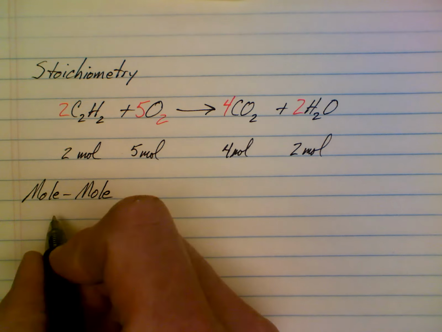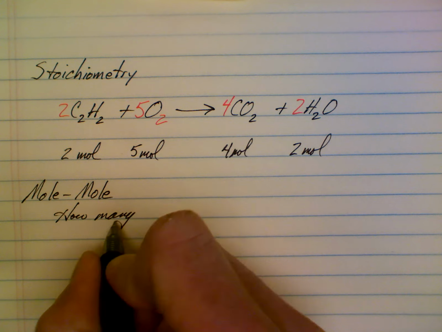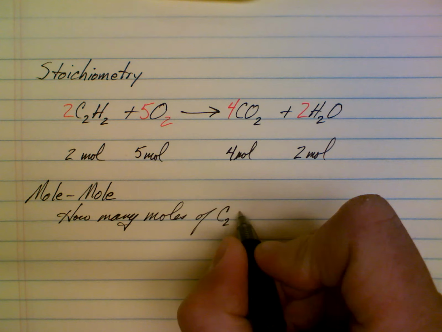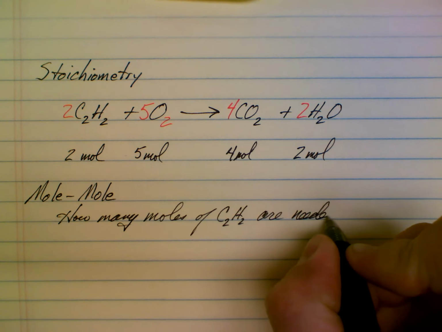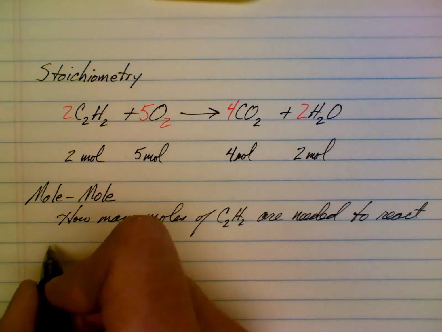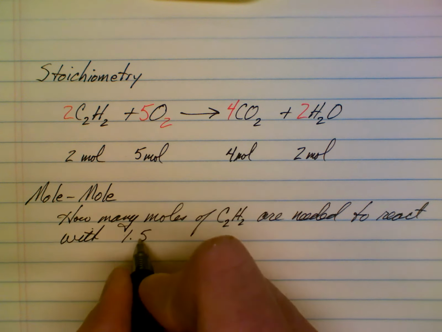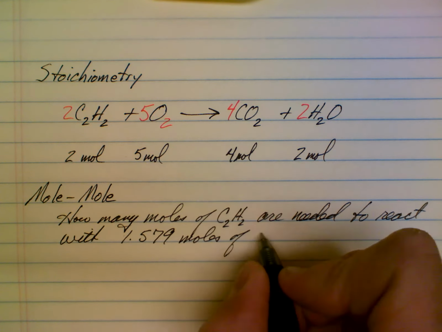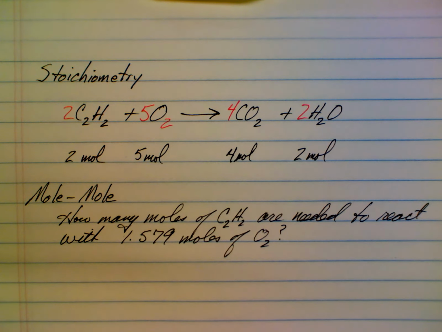And a question might read, how many moles of acetylene, let's just go C2H2, are needed to react with, let's go with 1.579 moles of oxygen. Okay, so let's say we start with that.